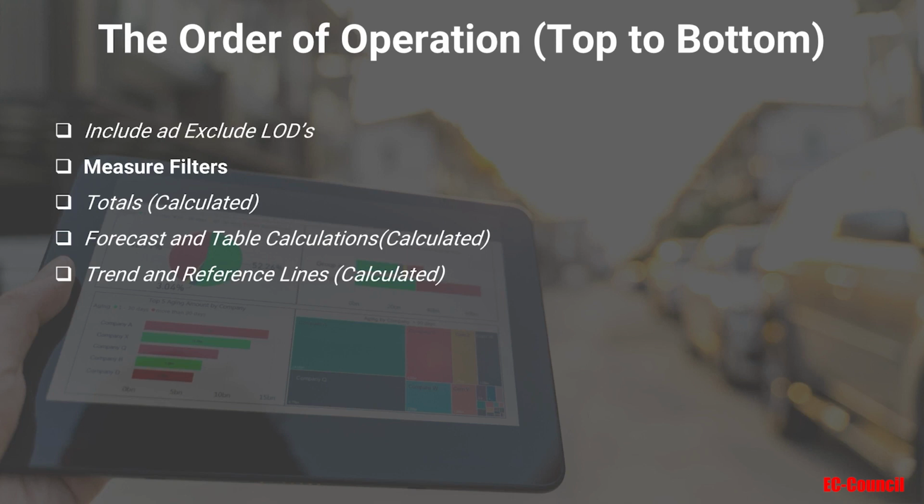Thereafter, we have the top-N filters. Suppose, in your view, you want to see only the top 5 cities based on sales. In this case, you can certainly apply a top-N filter wherein you specify the value of N as 5 and apply this filter over the sum of sales. The top-N filter acts after the context filter.